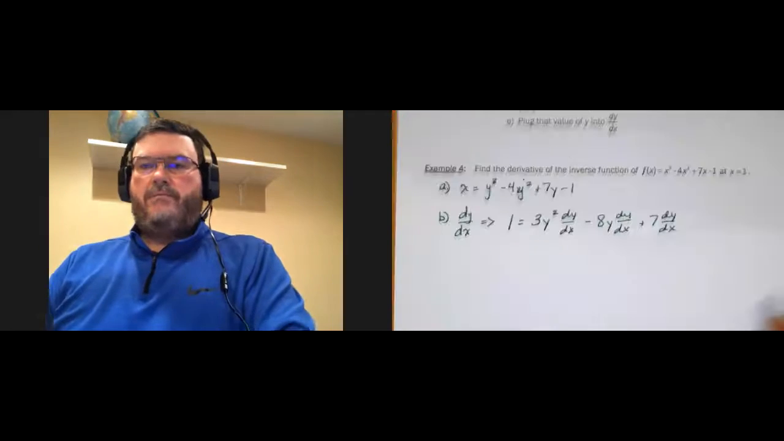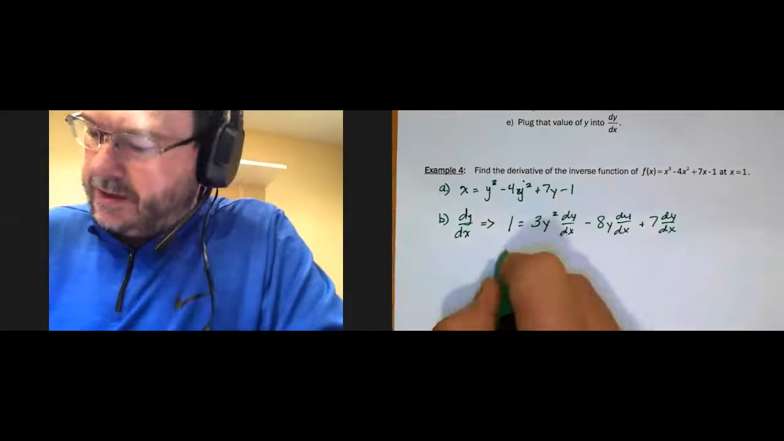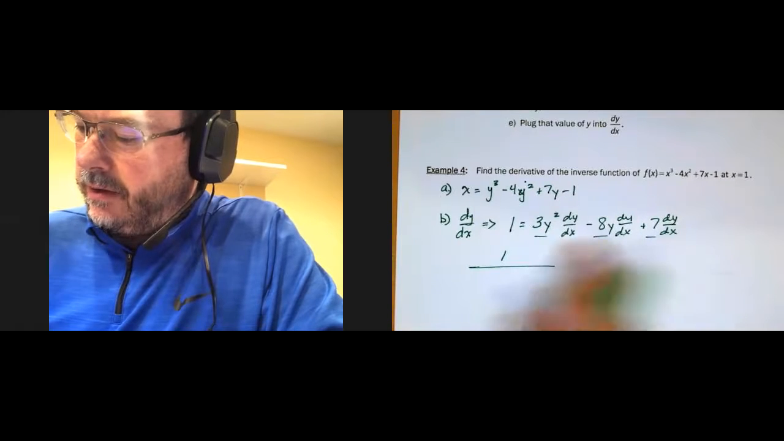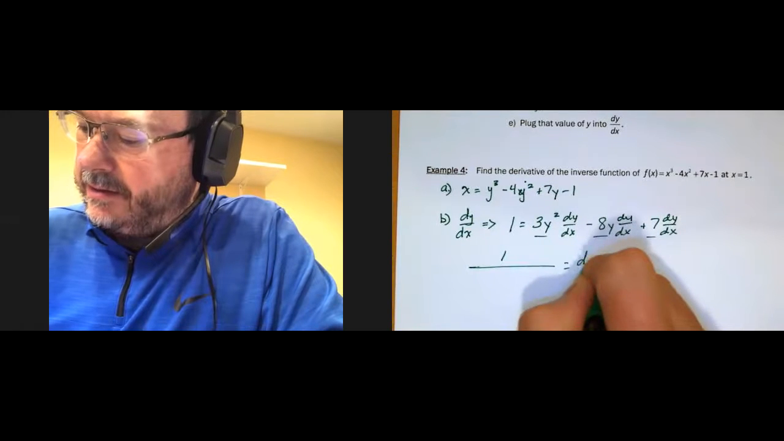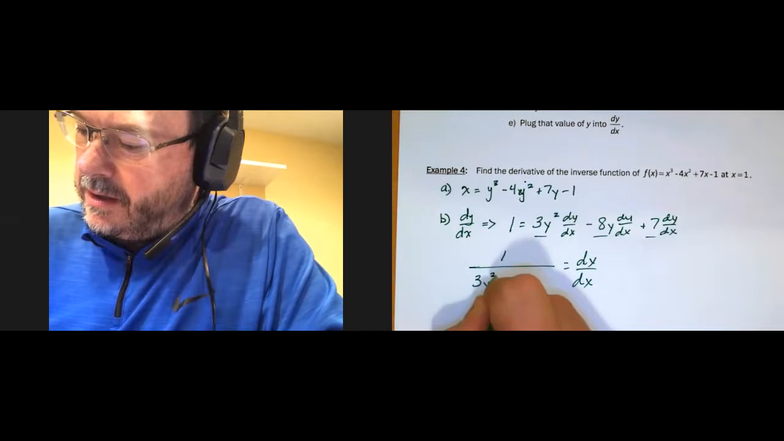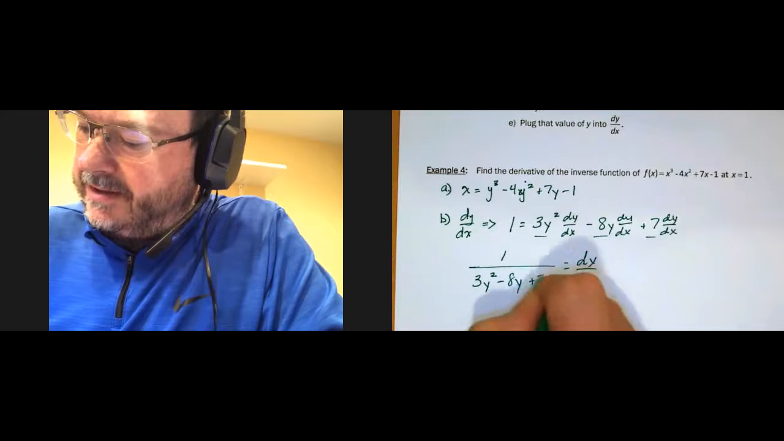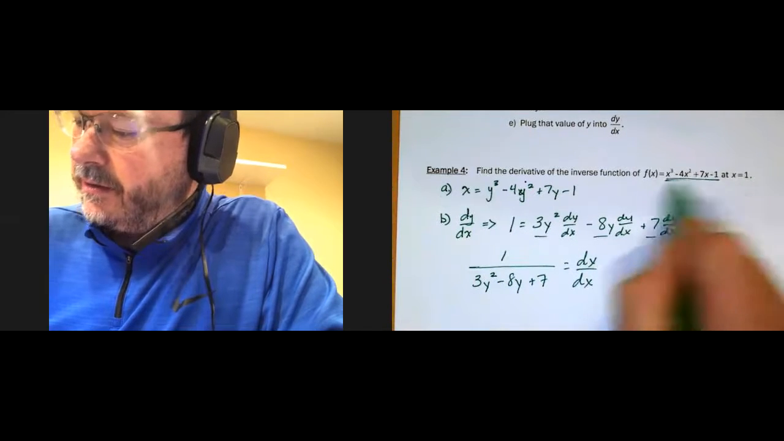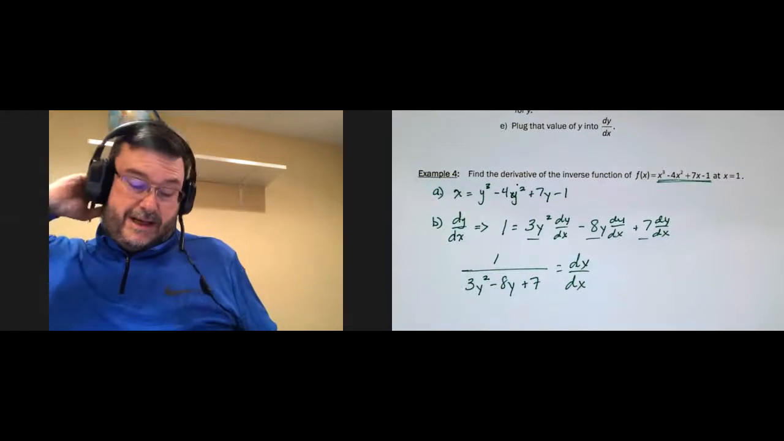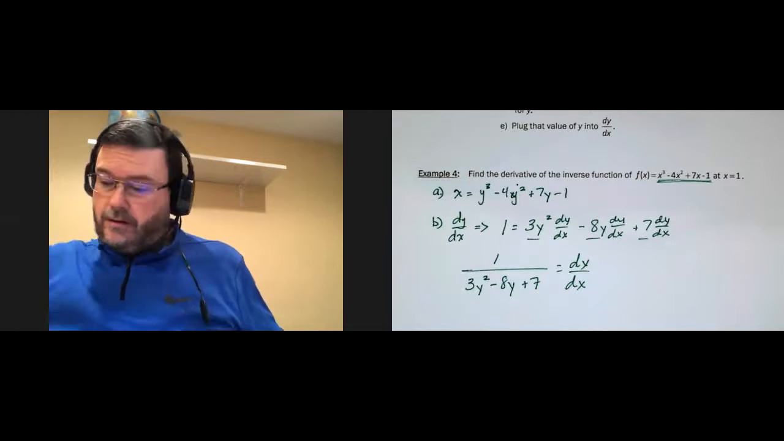And we know from implicit differentiation, we're going to take 1 over, and I'm just going to group because this is all going to factor out the dy dx. And that's going to be 3y squared minus 8y plus 7. And if you notice, the derivative of that function is that bottom part of that function. So we're just kind of flipping it over 1.